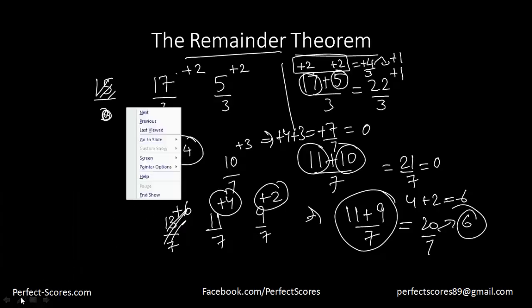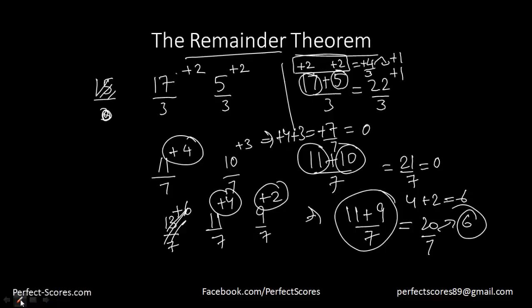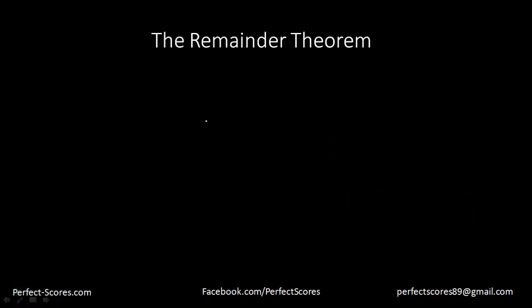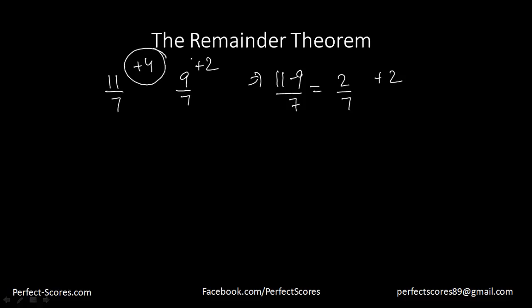So what I'm trying to tell you is that whatever operation you do on all the numbers, the same operation will get done to the remainders. So let's suppose, even if I talk about subtraction, 11 divided by 7, the remainder is plus 4, and 9 divided by 7, the remainder is plus 2. What will be the remainder when 11 minus 9 is divided by 7? That is going to be 2 by 7, hence the remainder is plus 2. That is also equal to 4 minus 2, which is equal to 2.